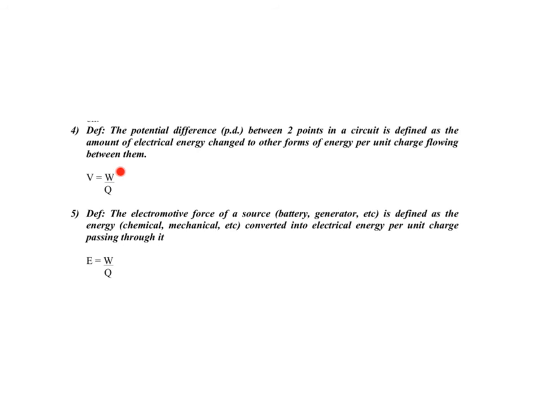So basically they have the same formula. W here is energy change, also energy change. But this W is electrical to other forms of energy. This is other forms of energy to electrical energy, but per unit charge. So the formula will tell you that the unit can also be written as joule per coulomb. So joule per coulomb can also be said as volts. You can either call it volts or joule per coulomb. It's just another unit for it. So that's a definition.